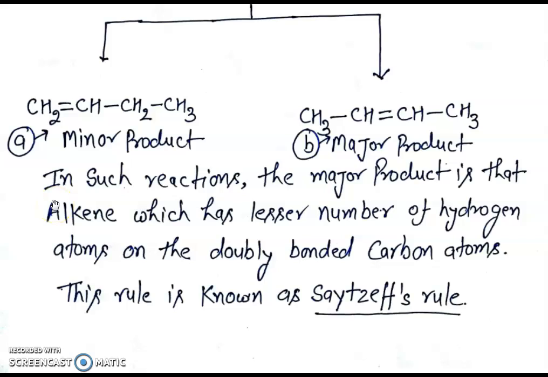In such reactions, the major product is that alkene which has the lesser number of hydrogen atoms on the doubly bonded carbon atoms. This rule is known as Saytzeff rule. So, according to Saytzeff rule, B is the major product, that is butene.